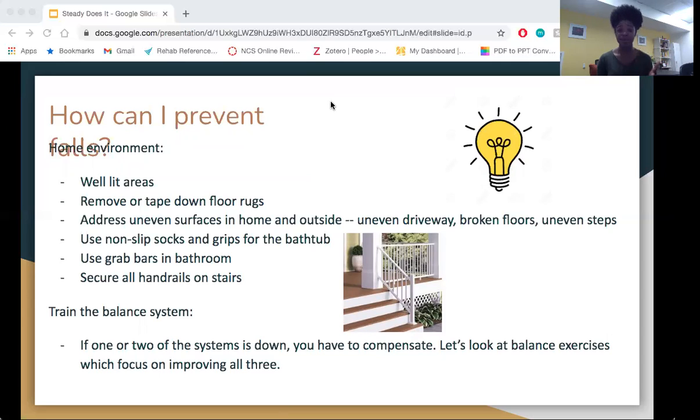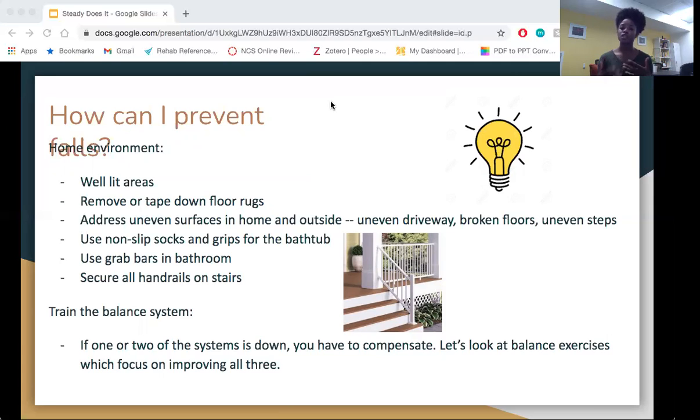Bathtubs are slippery and wet, and so you want to take precaution by maybe adding some grab bars in the bathroom if need be. Handrails are no good if they are wobbly, so think about that sensation and the information that that's sending to your brain.